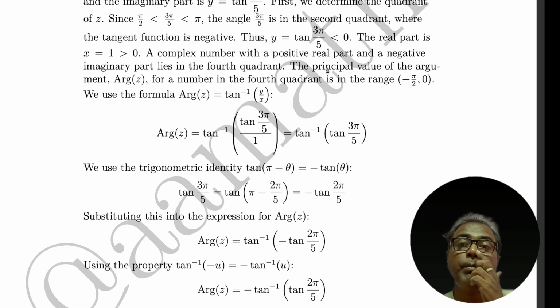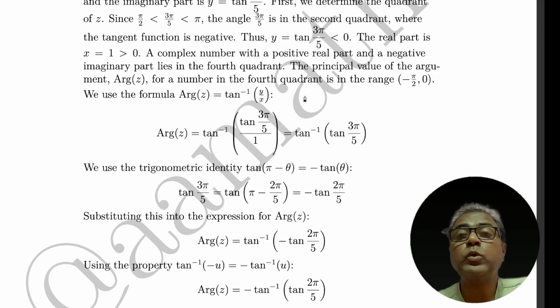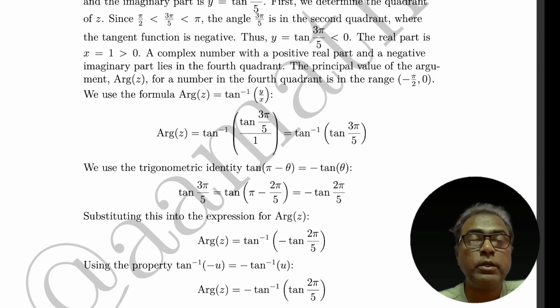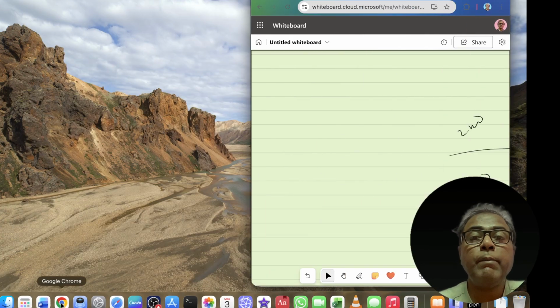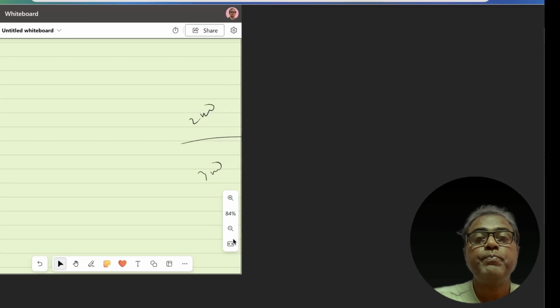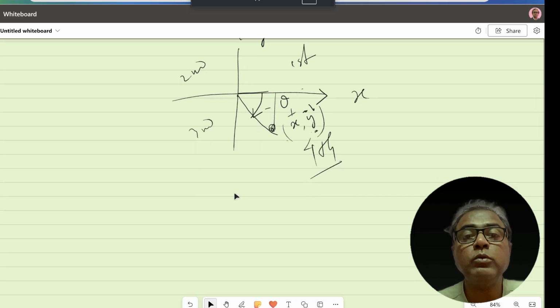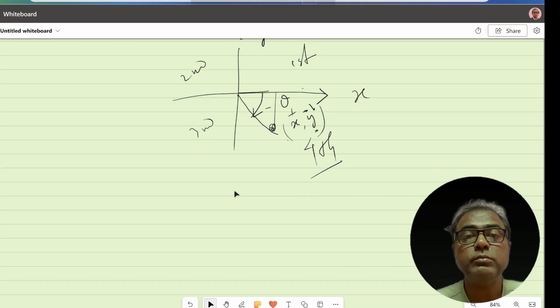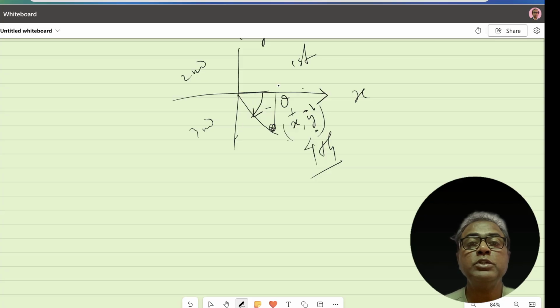The principal argument of z for a number in the fourth quadrant lies in the range minus pi by 2 to 0, because minus pi by 2 is this line, and on this line, the angle is 0.